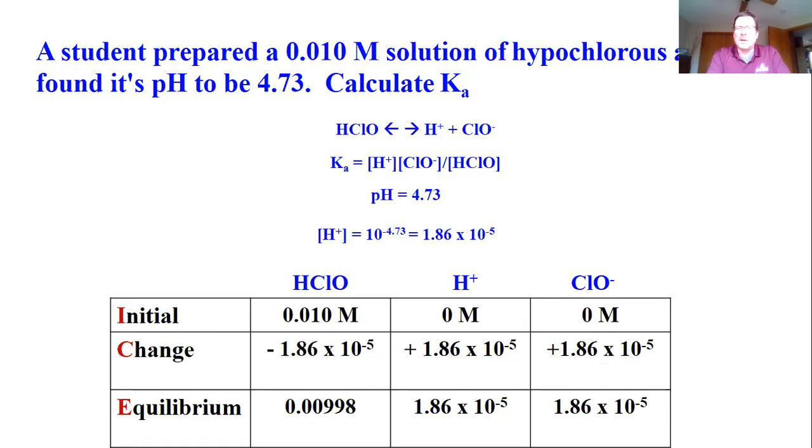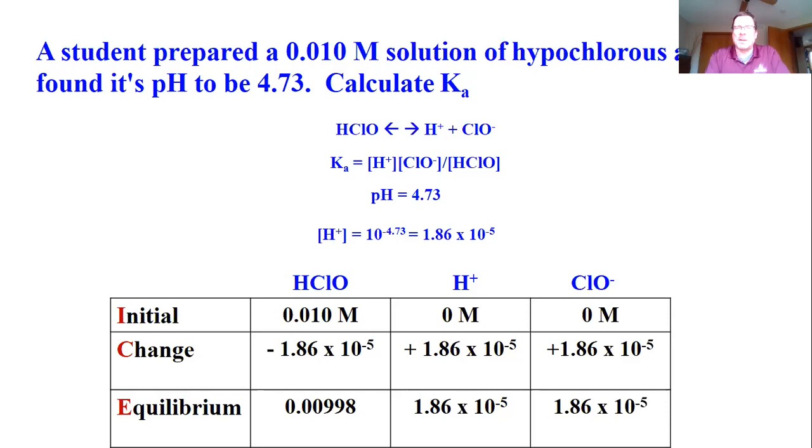So filling it out then, my X is 1.86 times 10 to the minus fifth. Put that everywhere you saw an X. This was losing that amount, gaining. So at equilibrium, if I take 0.01 and I subtract 1.86 times 10 to the minus fifth, I get 0.00998. And X becomes 0 plus that number, so there you go. The hydrogen ions become 0 plus that number, and the hypochlorite ions become 0 plus that number, there we go.